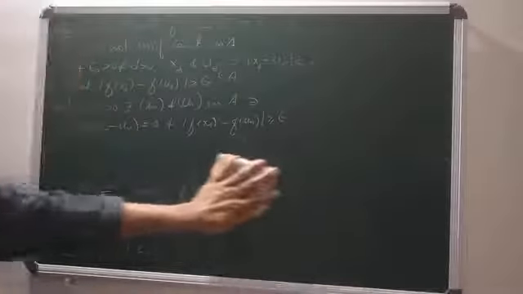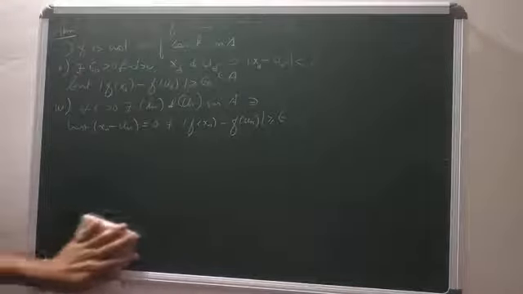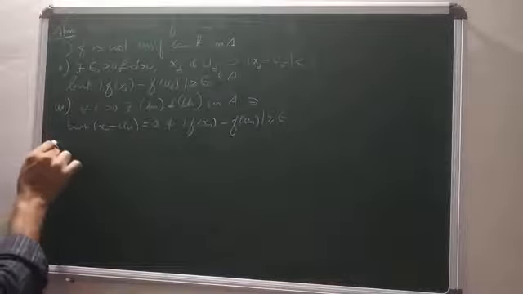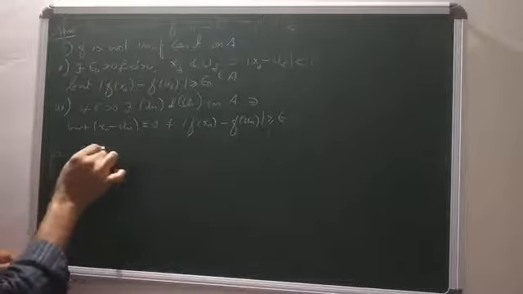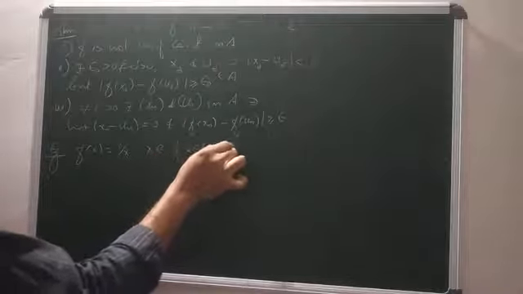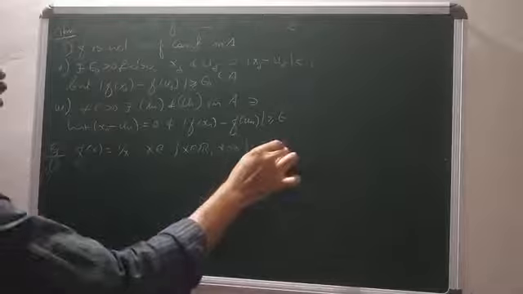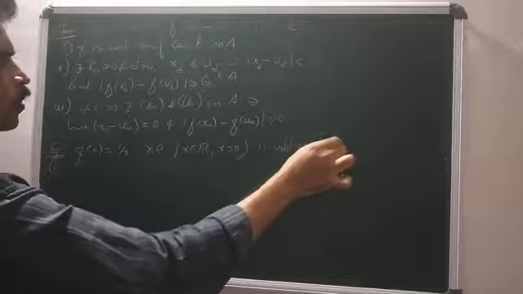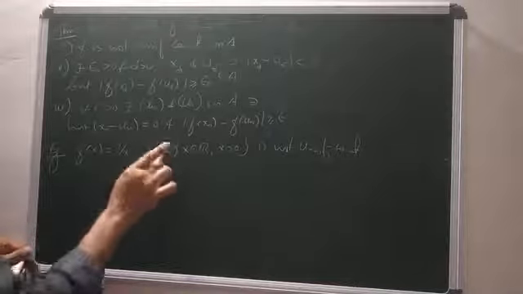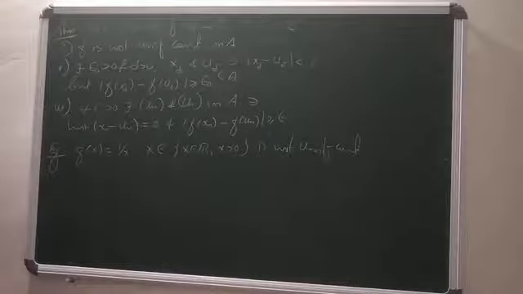Now in the previous class we already proved, as an example, that f of x equals 1 by x, where x falls in the set of all x in R with x greater than 0, is not uniformly continuous. This we already proved in the previous class.